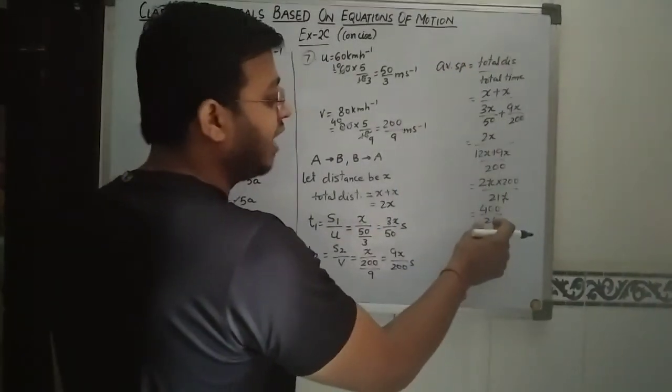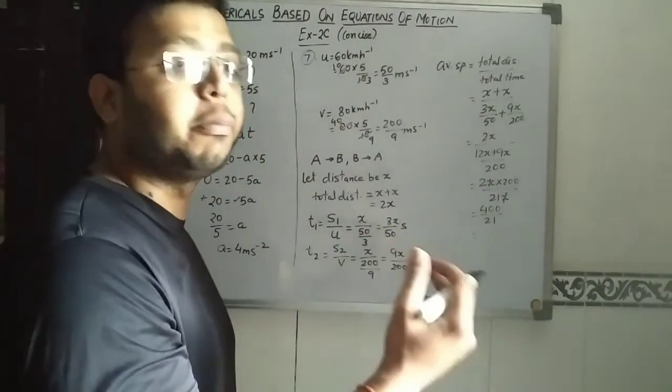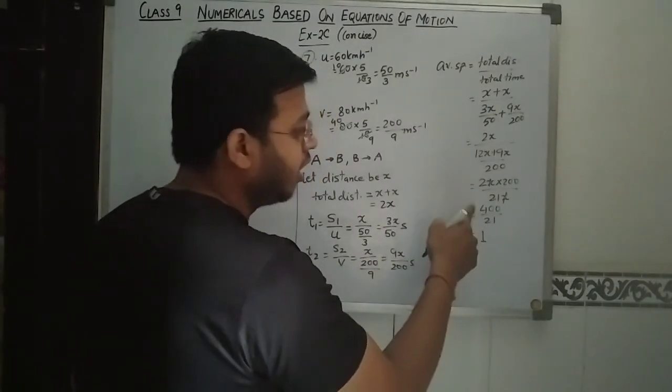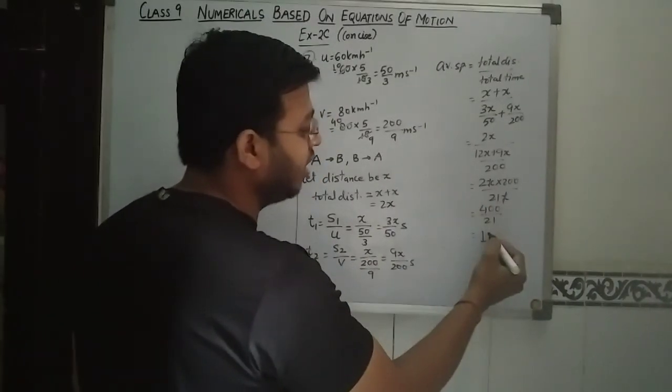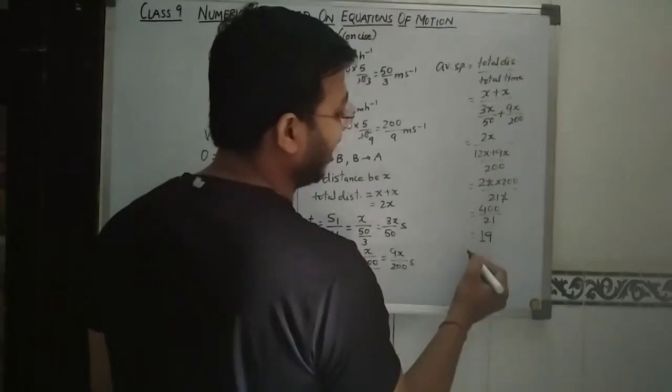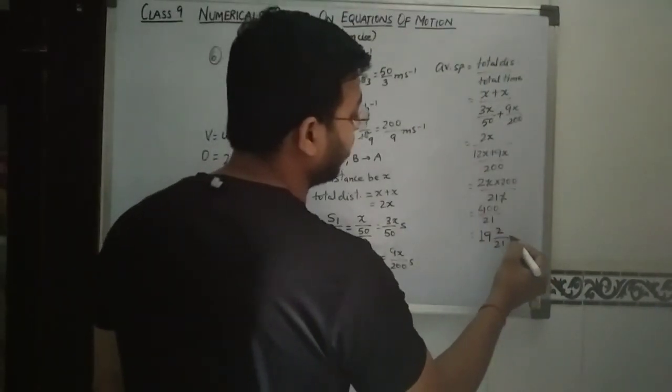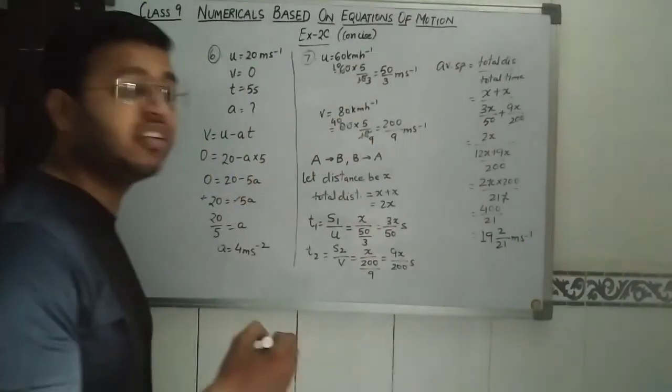So we can just solve it and find the value of average speed. And this answer is coming in meter per second only. So we can write it as 21 1 is 21 and 19 remaining, 21 9 is 189, 19 whole 2 by 21 meter per second. So that is the final answer.